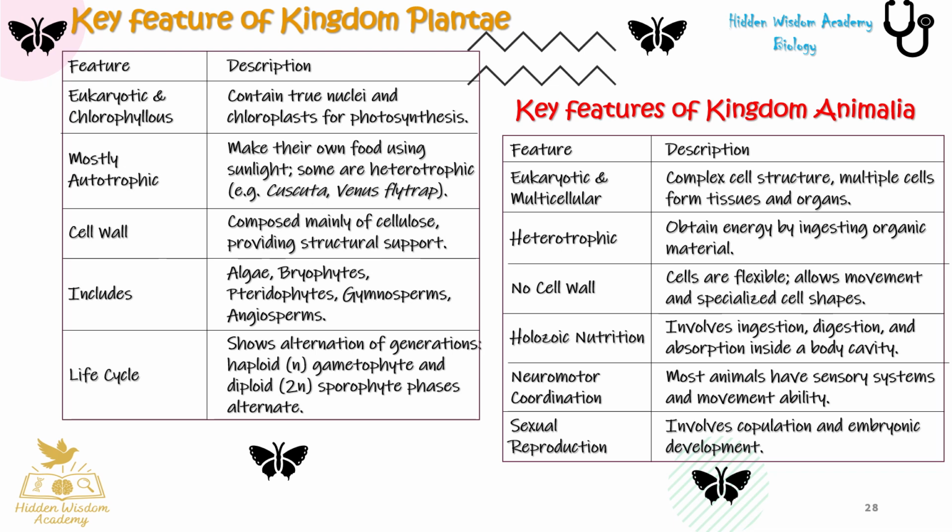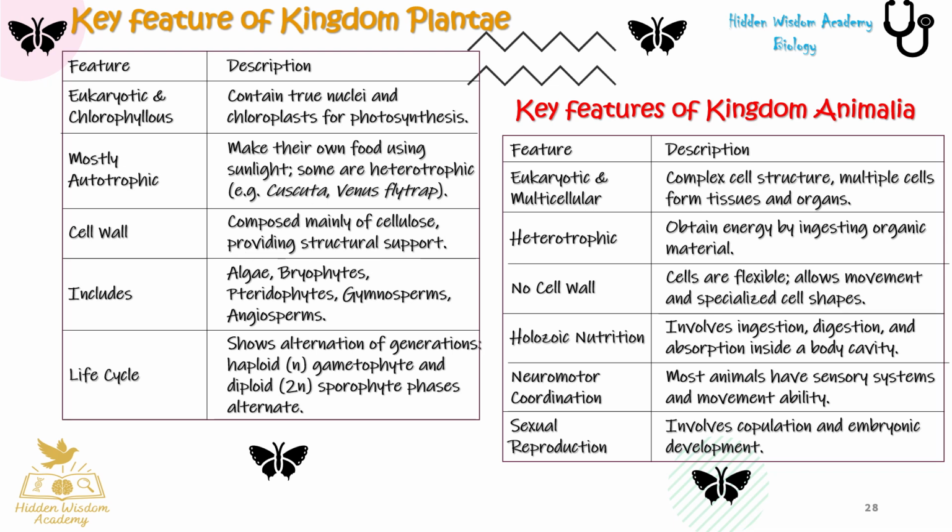Key features of Kingdom Plantae with their description. Eukaryotic and chlorophyllous. Contain true nuclei and chloroplasts for photosynthesis. Mostly autotrophic. Make their own food using sunlight. Some are heterotrophic, for example, Cuscuta, Venus flytrap. Cell wall composed mainly of cellulose, providing structural support. Kingdom Plantae includes algae, bryophytes, pteridophytes, gymnosperms, angiosperms.